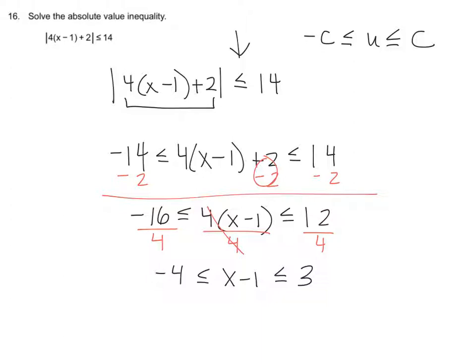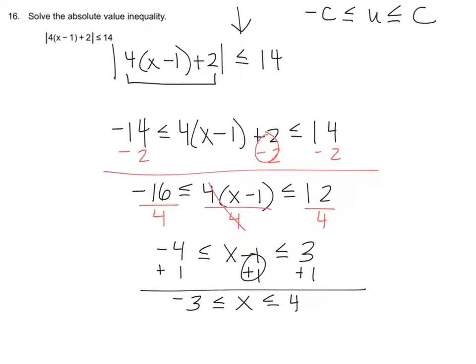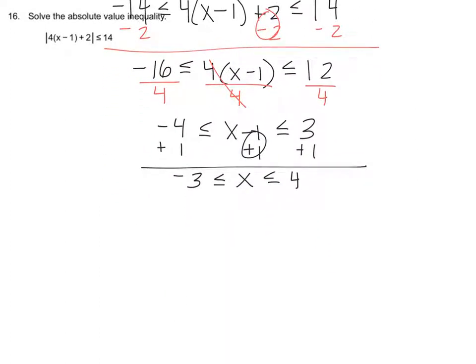Next, we will add 1 to all 3 parts. And in the middle, we have an x. We'll keep our inequality signs. And on the right side, we have 3 plus 1, which is 4. On the left side, negative 4 plus 1, which is negative 3. So my answer is negative 3 is less than or equal to x, which is less than or equal to 4. I'll write this in interval notation.